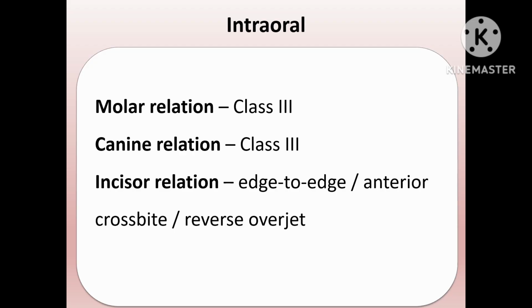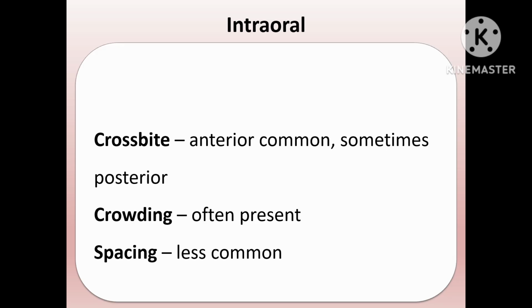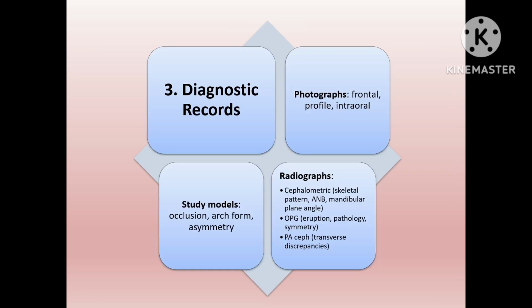Oral examination assesses the molar and canine relationship, incisor position including overjet and overbite, and presence of anterior and posterior crossbite. It also evaluates crowding, spacing, rotated or tilted teeth, blocked out teeth, and any midline shifts. Assessment is also done. We will be discussing it shortly.